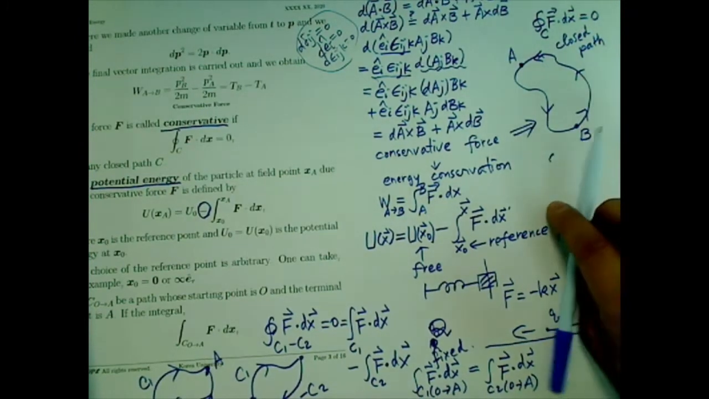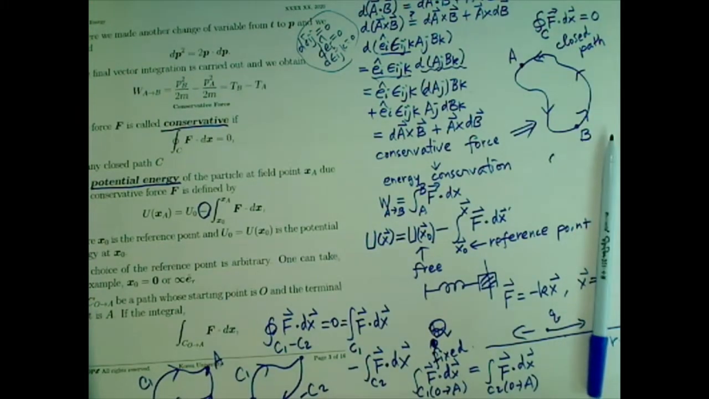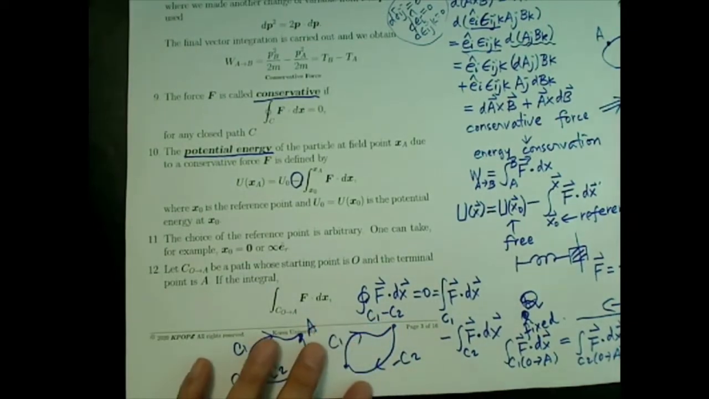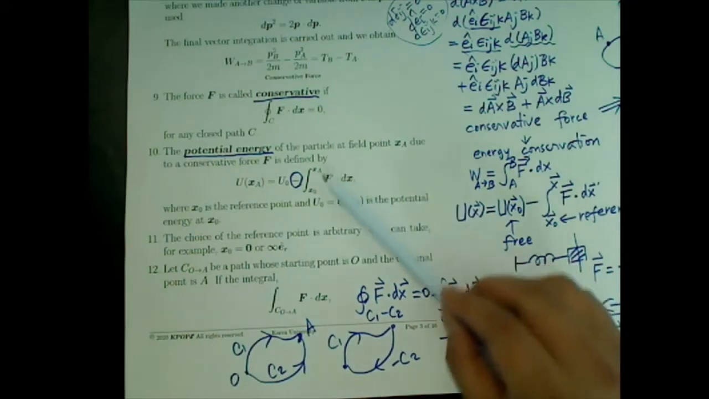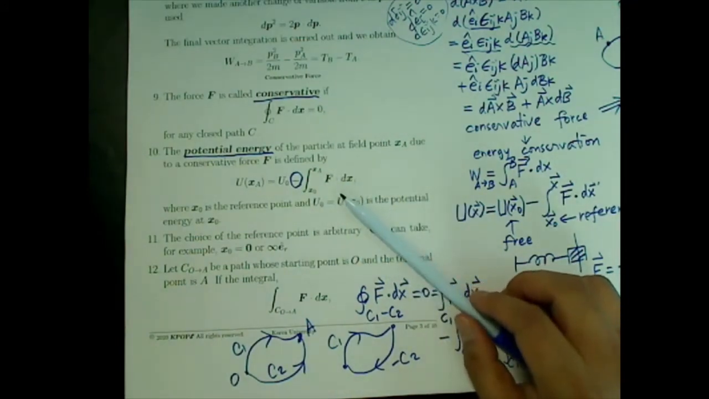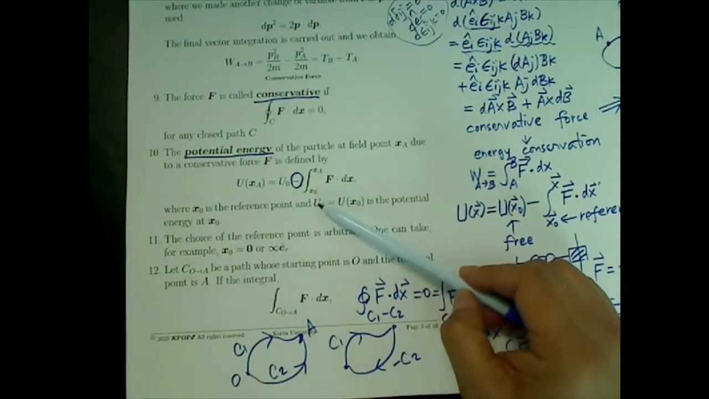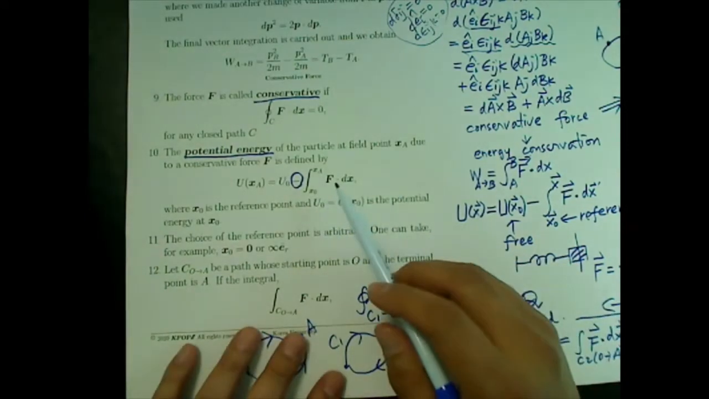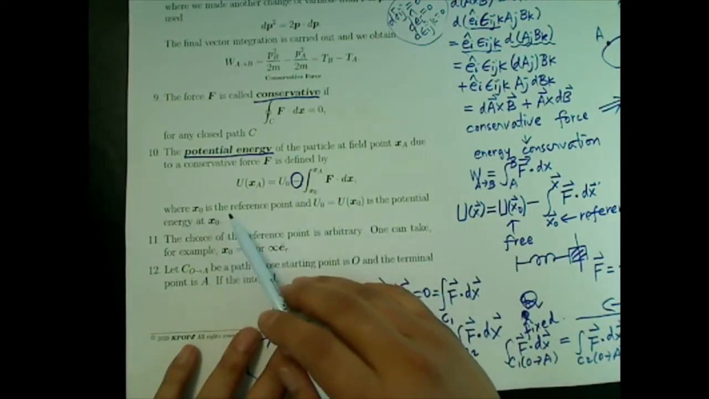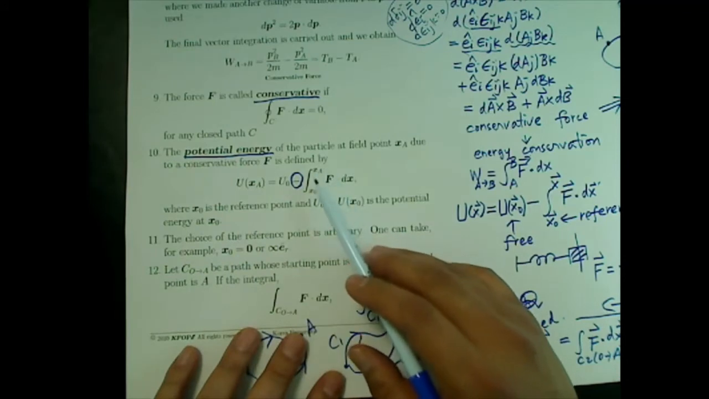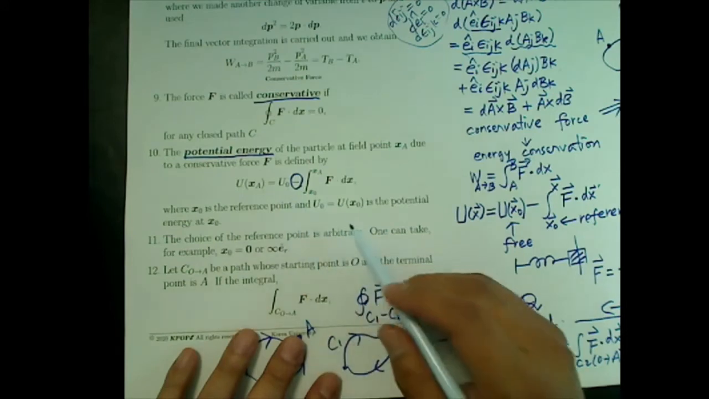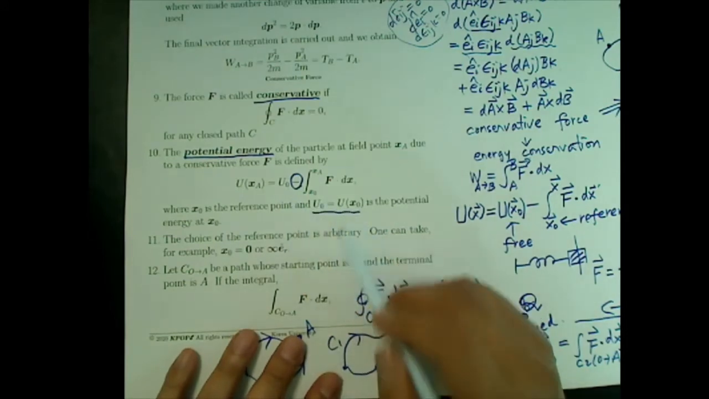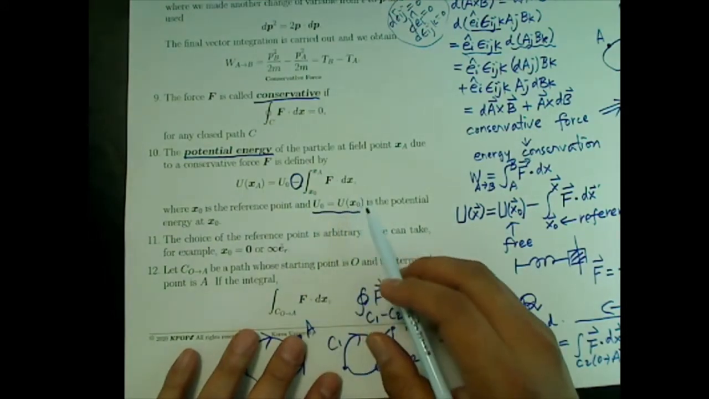So we define the potential energy to be the negative of the work done from a fixed point. There's a reference, called the reference point x0, to a certain position. And this U0 is the value of the potential energy at the given reference point.